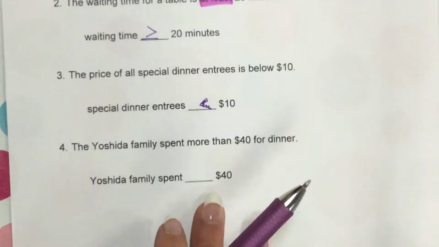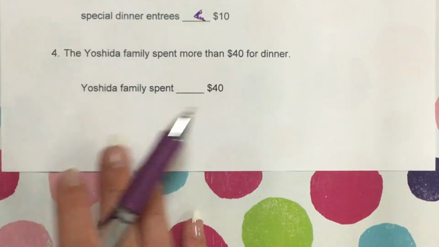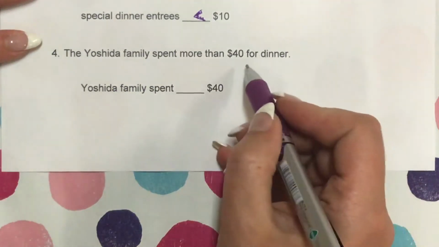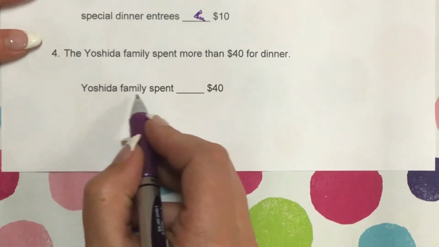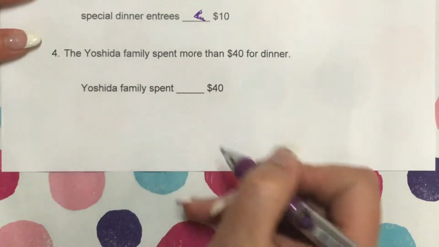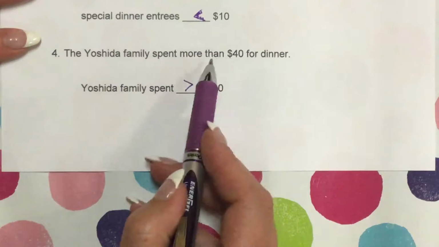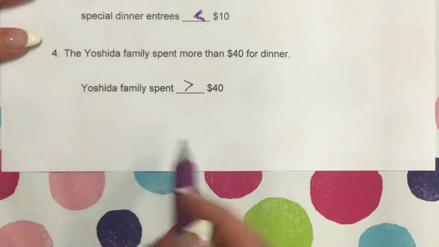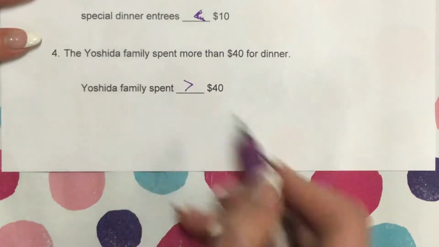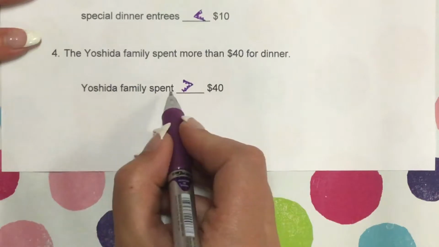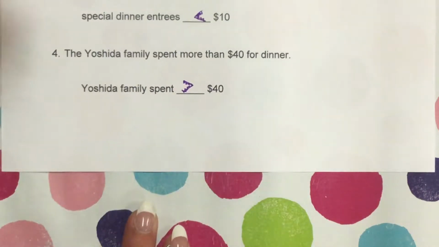Okay, let's look at this one. The Yoshida family spent more than $40 for dinner. That means the amount that they spent was bigger than $40. So the alligator would eat the bigger amount, which would be over here. And it didn't say that it equaled $40. It says it's more than. So the alligator would eat the bigger thing, which would be this way. So you'd say the Yoshida family spent more than $40. And that's how you would write that. Okay, let's flip the page and talk about the next thing.